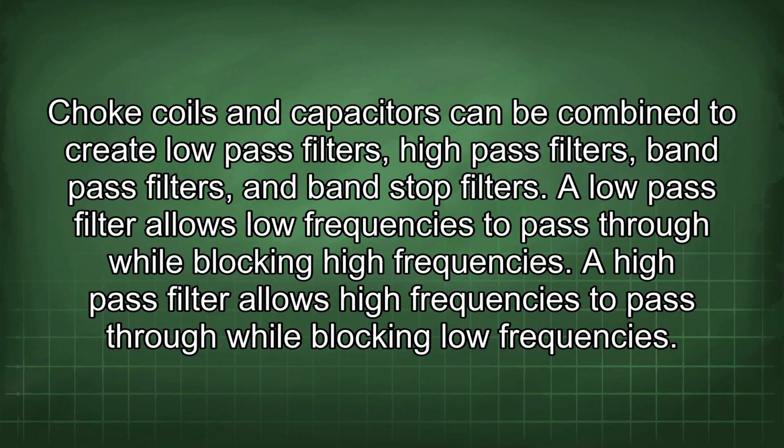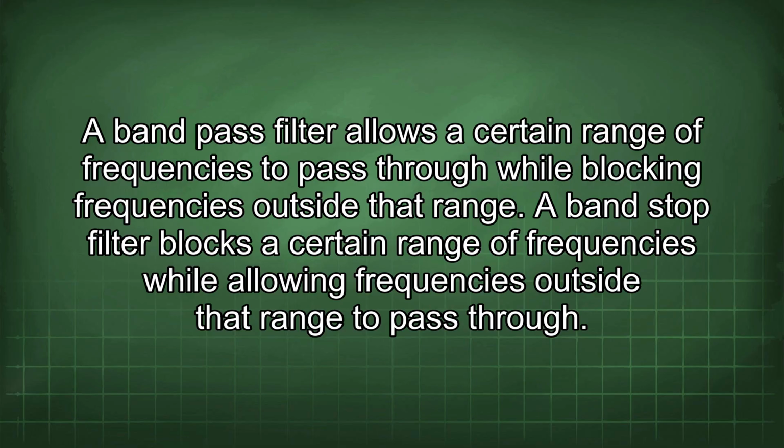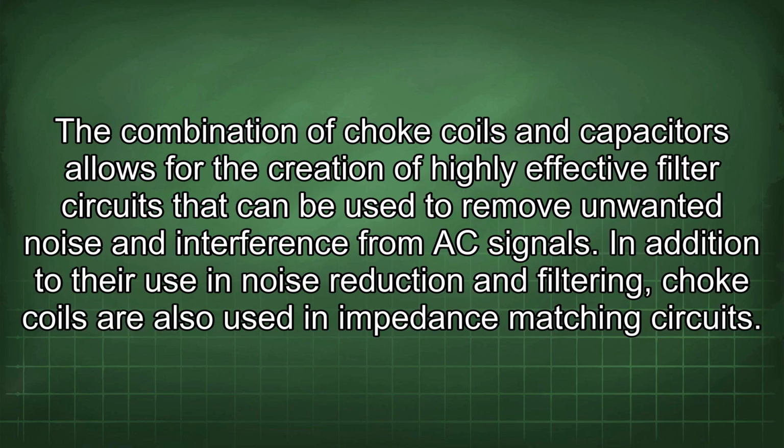A low-pass filter allows low frequencies to pass through while blocking high frequencies. A high-pass filter allows high frequencies to pass through while blocking low frequencies. A band-pass filter allows a certain range of frequencies to pass through while blocking frequencies outside that range. A band-stop filter blocks a certain range of frequencies while allowing frequencies outside that range to pass through. The combination of choke coils and capacitors allows for the creation of highly effective filter circuits that can be used to remove unwanted noise and interference from AC signals.